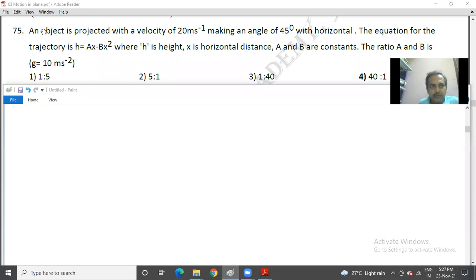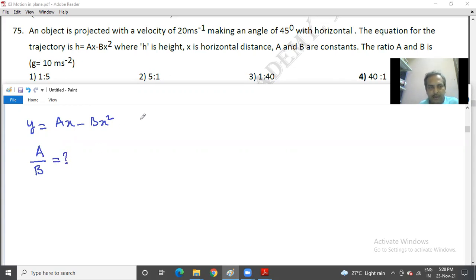Let us move to the next question. An object is projected with a velocity of 20 meter per second, making an angle of 45 degrees with the horizontal. The equation for the trajectory is h is equal to, otherwise you can take y is equal to ax minus bx square, where h is the height, x is the horizontal distance, a and b are constants. So we need to find out ratio of a and b. So this is the question.